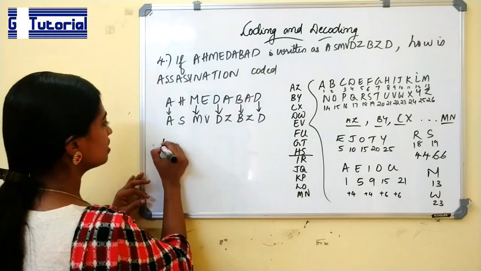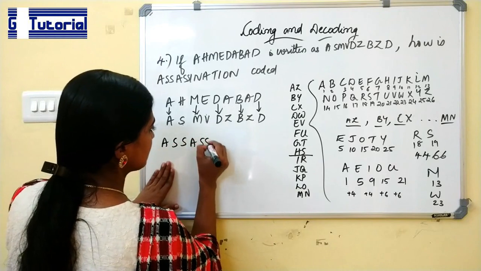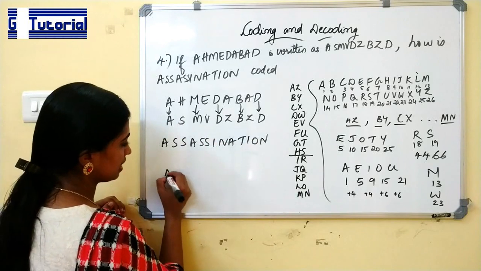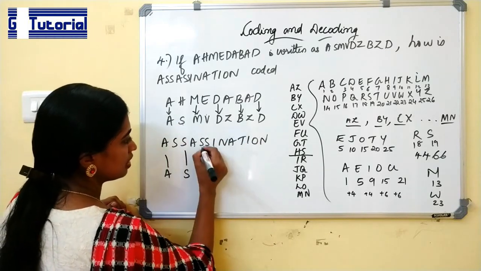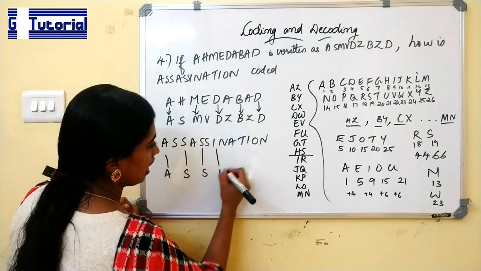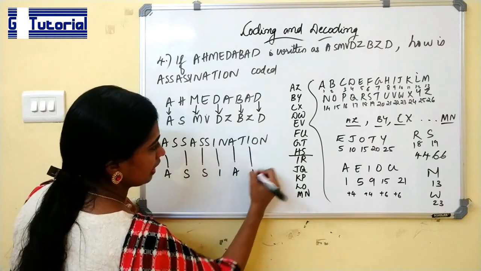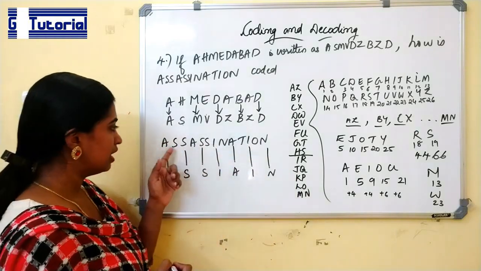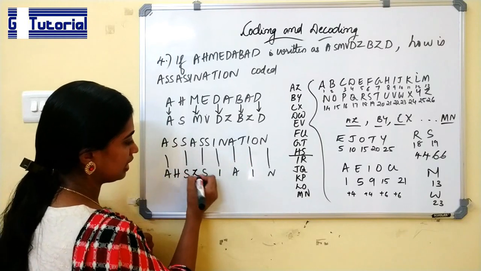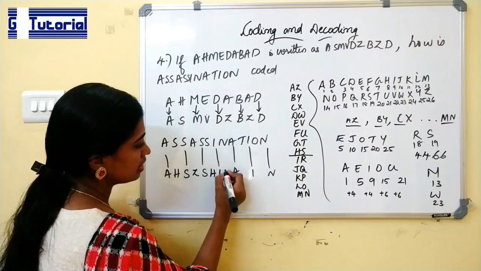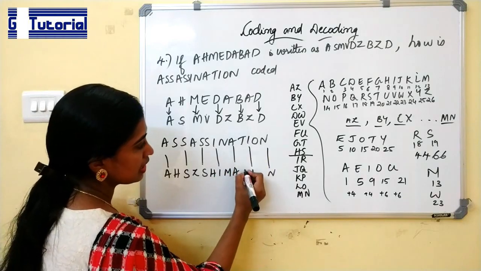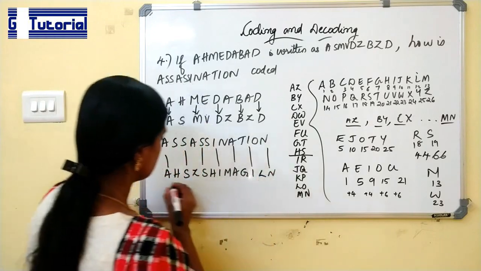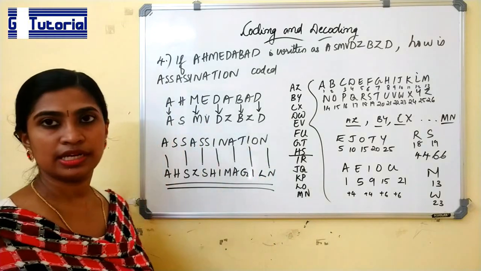So now we are asked to find the code of assassination. So alternately A appears as A, S appears as S, S, I, A, I, N. Now for the other letters we have to write the pair. Pair of S is H, pair of A is Z, S is H, N is M, T is G, O is L. So this is the code for assassination.